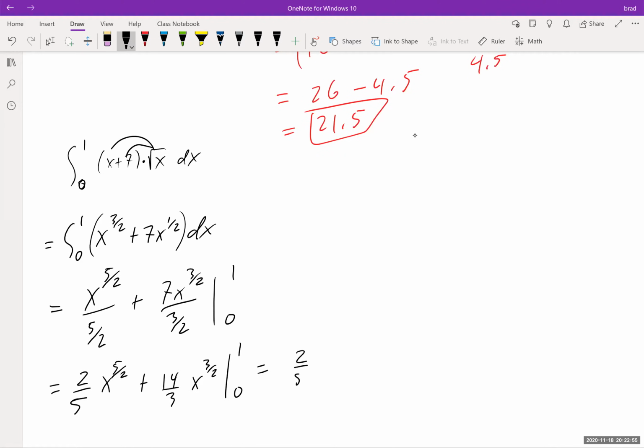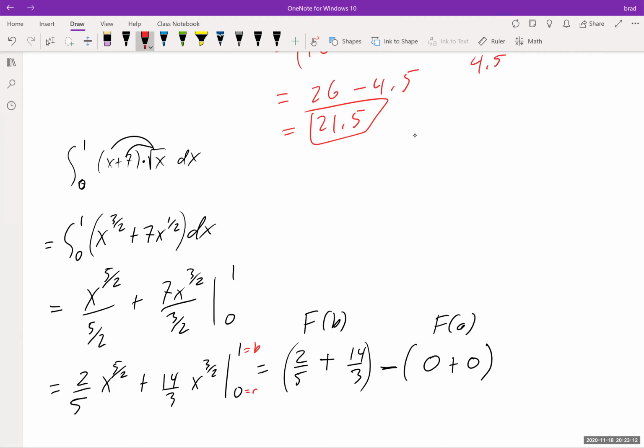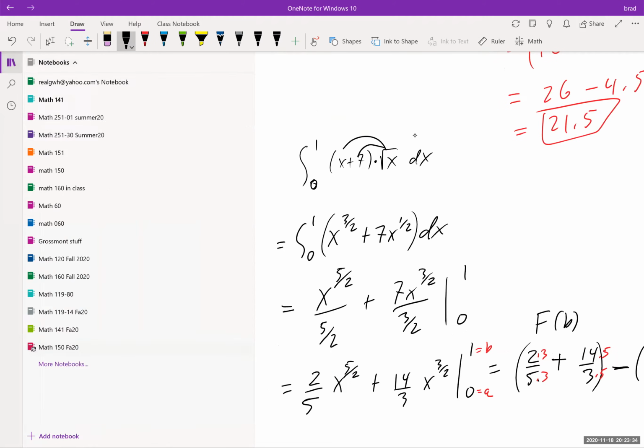So this is going to be 2/5 plus 14/3, because I plug 1 in and it doesn't do anything, minus 0 plus 0, right? Because when I plug 0 in. And then once again, this is my big F of B, and this is my big F of A. And this is my B, and this is my A. Okay, so then we end up with, let's see here, 2/5 times 3 over 3, 14/3 times 5 over 5. So that's 6 plus, what is that, 70? So 76 over 15, I believe. Let me just make sure once again.